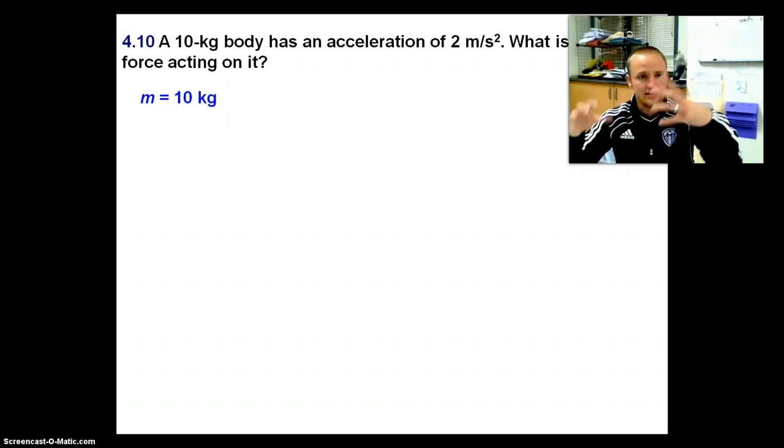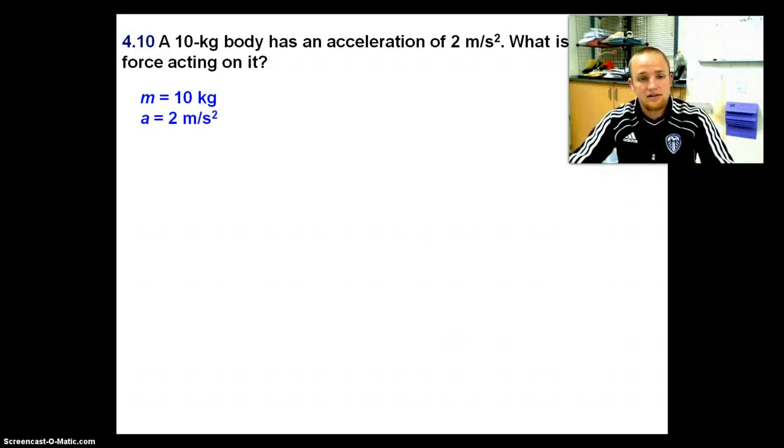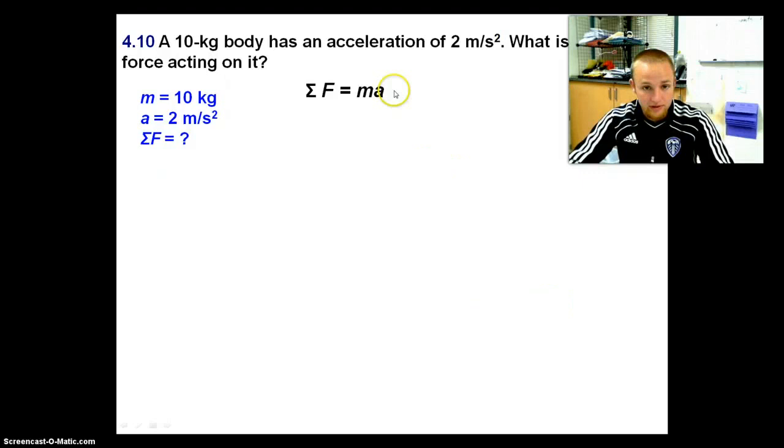So what we're asked to solve for is the sum of the forces, the net force. So we have our mass, our acceleration. If we remember back, what we're looking for is the sum of our forces. Our formula is mass times acceleration. This is a very simple problem.